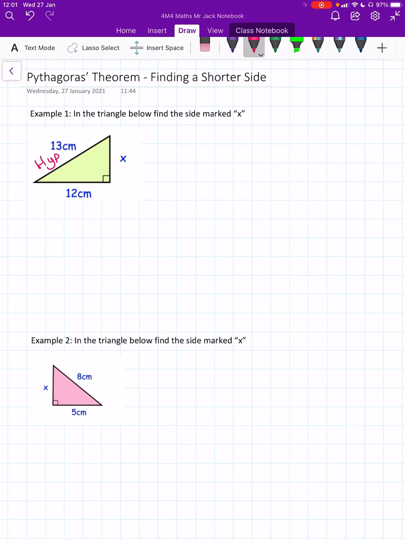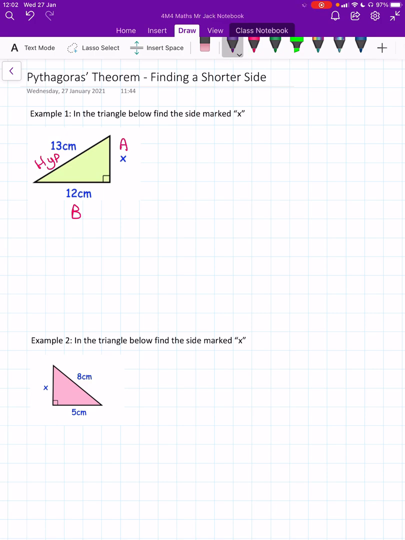Remember, I've said before that the hypotenuse, HYP, is the most important one to get right, okay? That's always opposite the right angle. The other two sides we call side A and side B. You can switch those around, okay? You can call X side B and 12 side A if you really want to. I'm sticking with it the way it is.